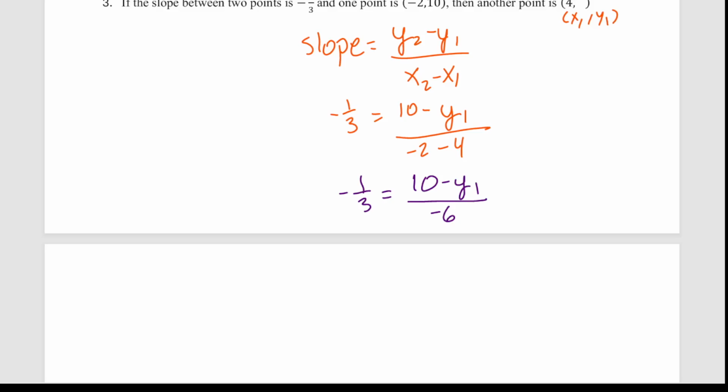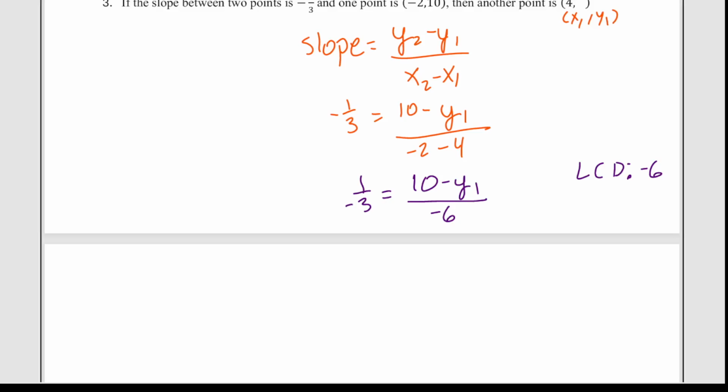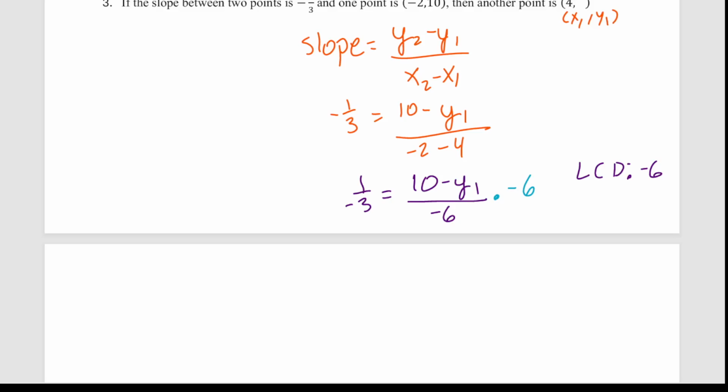Then I want to clear my denominators, and it looks like my least common denominator in this case is negative 6. I'm also on this left-hand side going to assign that negative either to my numerator or denominator. I'm going to choose to assign it to the denominator. Doesn't really matter which one, but you just need to make sure that you're keeping straight that there's not a double negative going on there. So I'm going to multiply both sides by negative 6. Negative 6 divided by negative 6 cancels to make 1. Negative 6 divided by negative 3 is going to make a positive 2.